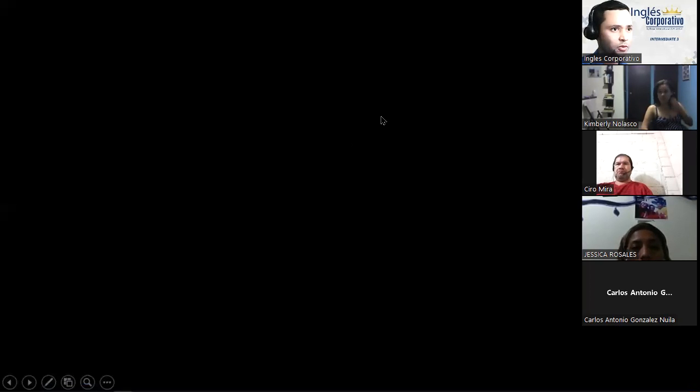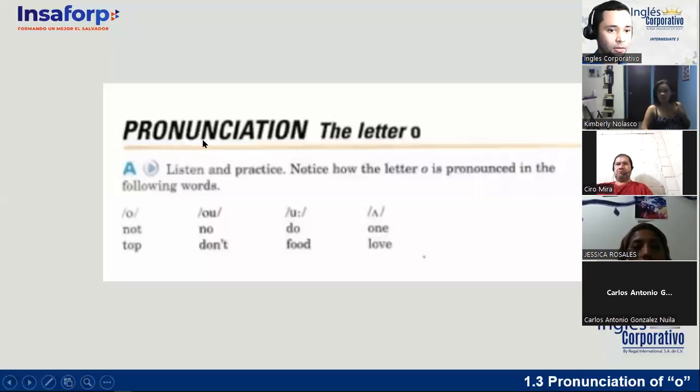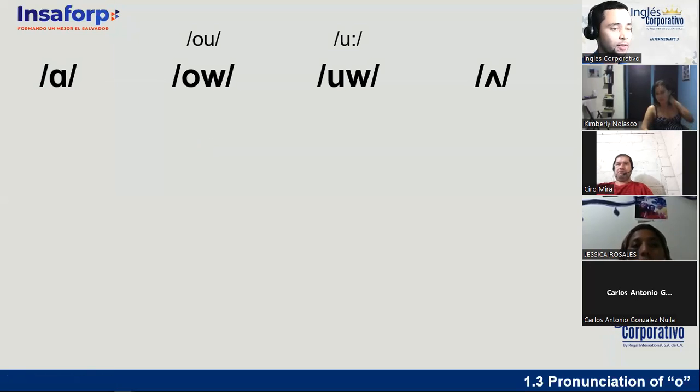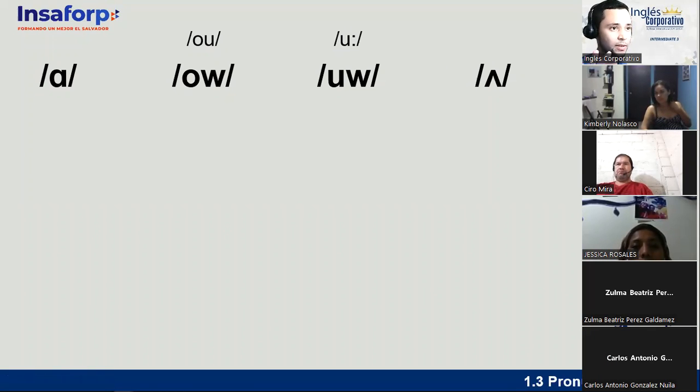Hey, what's going on? Can you see my screen? Oh, it went black for a second. Okay, can everybody see the screen? Yes, okay, good.